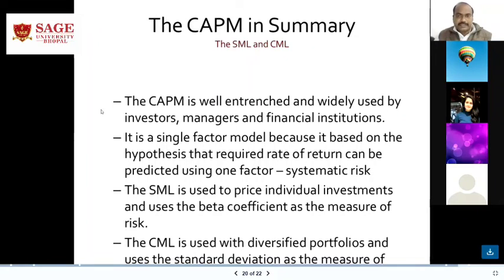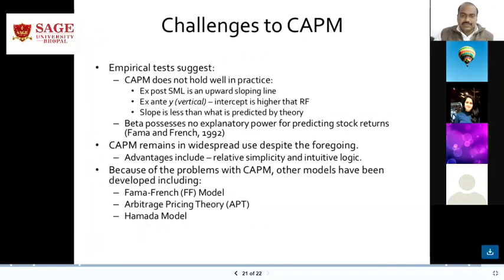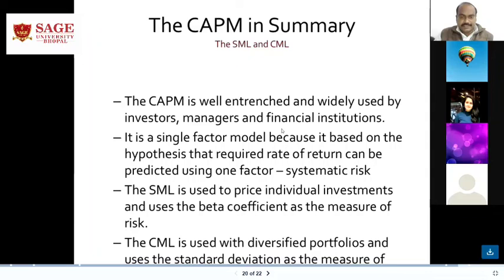So what points do you have to remember in the capital asset pricing model? Only two things. One is CML and the other one is SML. SML is used to price individual investments. CML is used for diversified portfolios with standard deviation as the measure of risk. Can you remember these two words? SML and CML. These two words should be seen in your answer if the question is there. Okay. And just write the assumptions. Yes, sir. Okay. And don't bother about the challenges of CAPM. Just understand what this concept is.